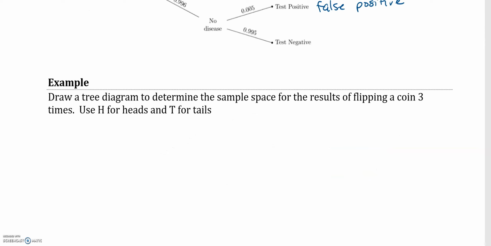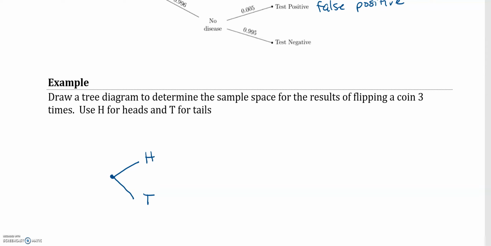In this set of notes, we're simply using tree diagrams to organize and determine the actual sample space. So we want to draw a tree diagram to determine the sample space for the results of flipping a coin 3 times, and we're going to use H for heads and T for tails. So we're going to build our tree diagram. In the first flip, there are 2 possibilities. So you either get heads or tails.